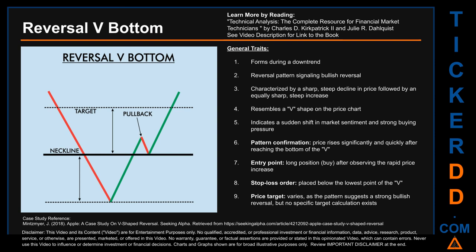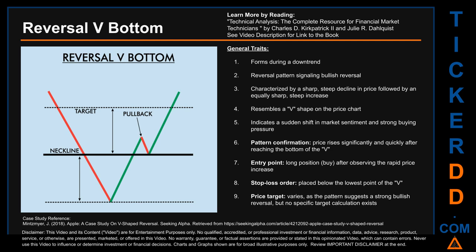Breakout. The breakout occurs when the price moves above the resistance level formed by the top of the V. This breakout signals the bullish reversal and serves as the entry point for traders. To trade a V-shaped reversal pattern, traders typically wait for the breakout above the resistance level. They may enter a long position when the price breaks above this level, with a stop-loss order placed below the lowest point of the V to manage risk.